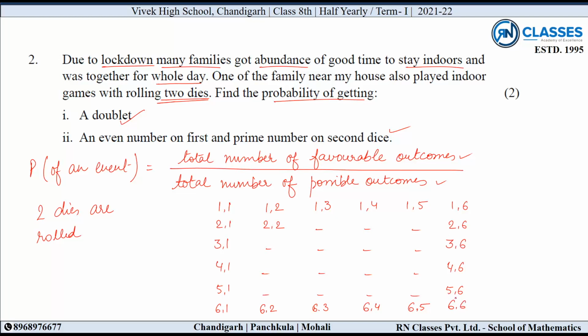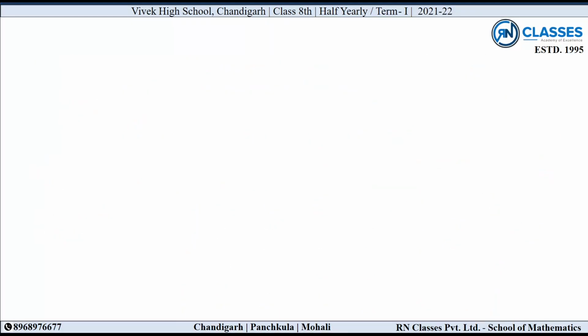Die 1 and die 2. These are the total number of possible outcomes. How many outcomes are there? We'll count it out: 1 2 3 4 5 6, and over here 1 2 3 4 5 6, means 6 into 6, we got the total number of possible outcomes to be 36. Now we have to just find the favorable one. So let's do the first question. We have got the possible outcomes. Now the probability of a doublet.